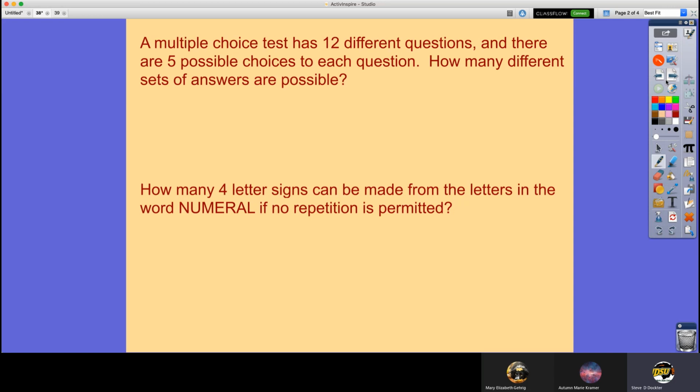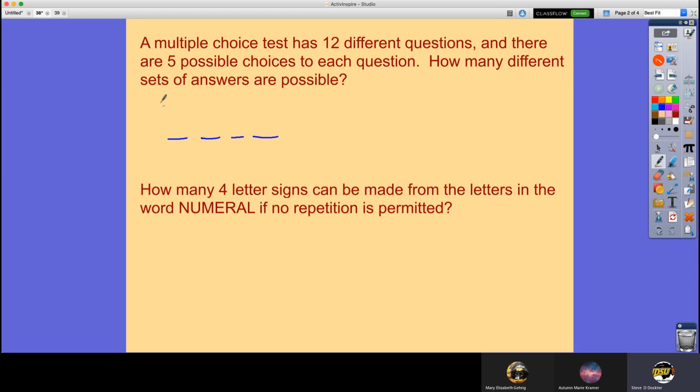All right, so what we have up there, we have a multiple choice test. It has 12 different questions on there. And for each question, you have 5 possible choices. How many different ways could you provide the answers to that test? So it's kind of the same thing. I'm not going to list them all out here because you're going to see the pattern in a second. But you could list out 12 different things here.